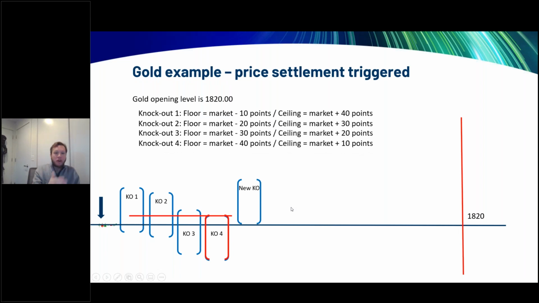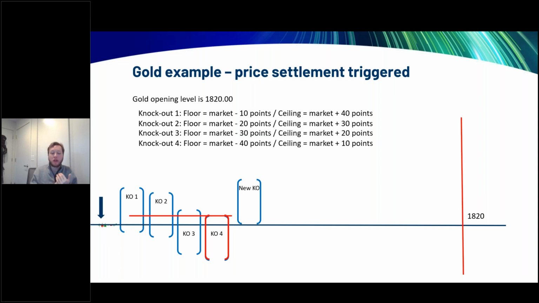As you go forward and as one knocks out, so let's say in this example, gold has been moving up and down in between these ranges, and then all of a sudden it's going to go all the way up here and it's going to knock out, right? So at that point, knockout number 4 is going to knock out. Anyone in that contract is going to receive their payouts, right?